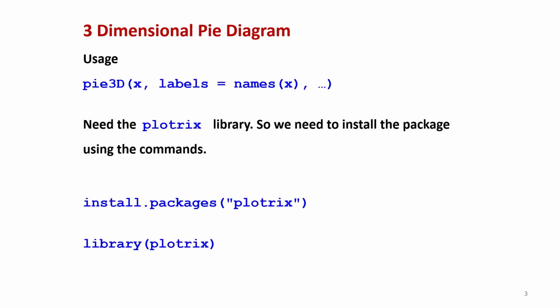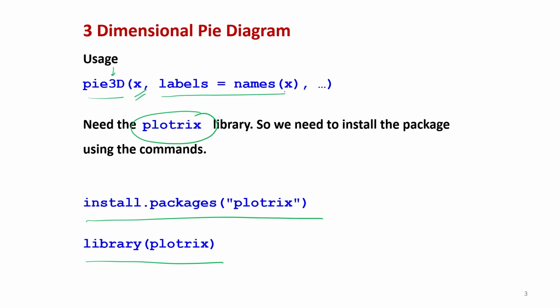Now, let us try to understand how to create this three-dimensional pie diagram. For that we need a special package called plotrix, P-L-O-T-R-I-X. This package is to be installed using the command install.packages, and then it has to be loaded using the command library. The command to create the three-dimensional pie diagram is pie3D. You have to be careful that 3 is a number, P-I-E, number 3 and D. Then you have to give the data and the labels, just as you did in the past.